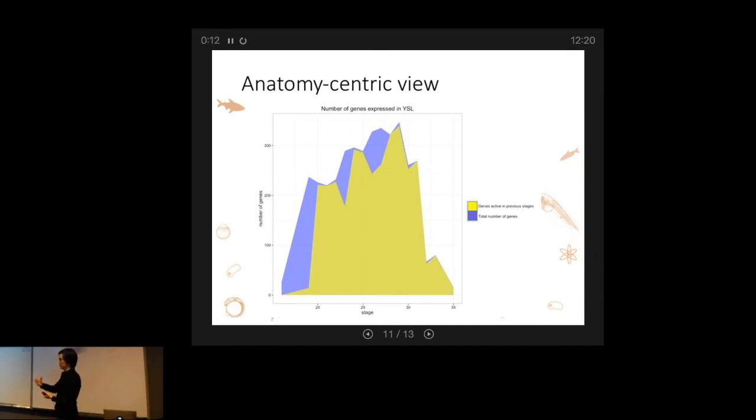Now that we've summarized all these anatomical terms, you can also ask questions of how many genes are expressed in, for example, the yolk syncytial layer, and how this expression changes. This blue polygon shows the total number of genes that were expressed at the different stages, while the yellow one shows only the genes that were expressed in the previous stages. So here you can clearly see that there were 2 time points where a lot of new genes that weren't expressed before were introduced. So yeah, that is also one type of question that could be asked.